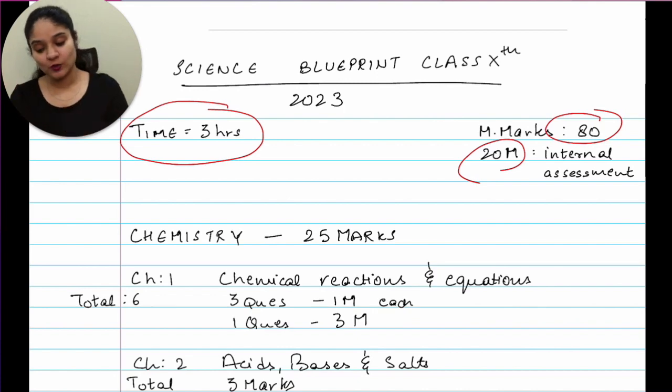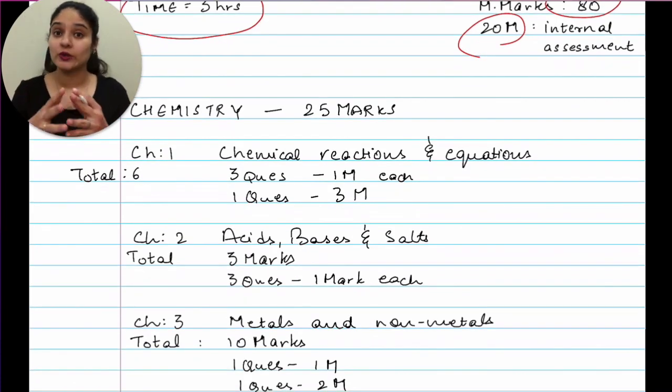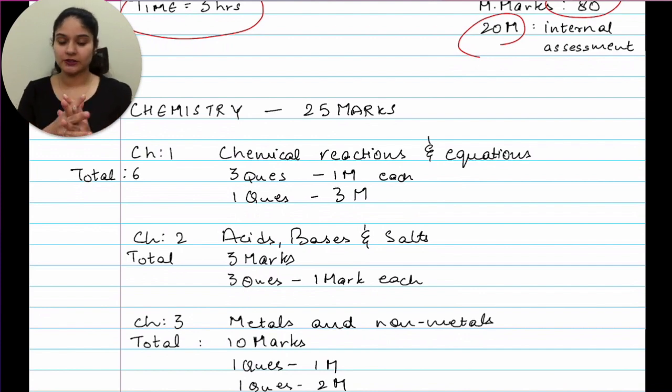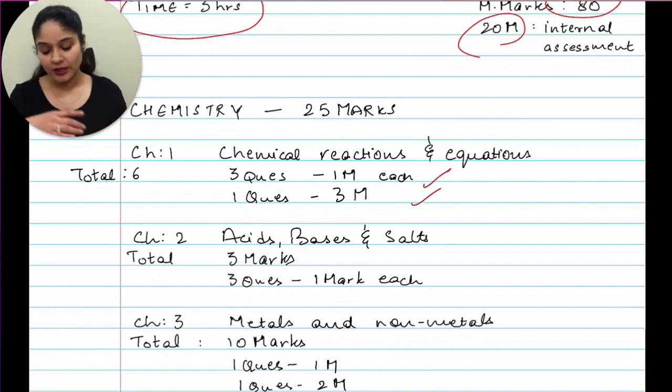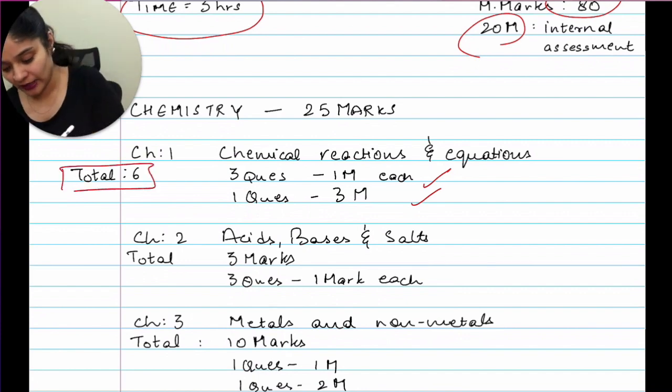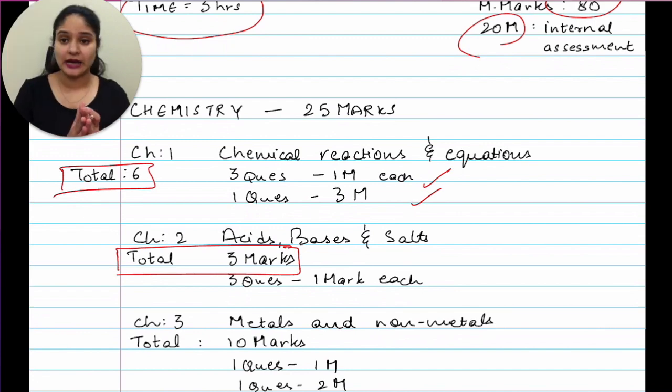So the first one is your chemistry. You're going to get 25 marks from chemistry. The first chapter is chemical reactions and equations. The total we are expecting is 6 marks, 3 questions of 1 mark each and 1 question of 3 marks. The second chapter that we have is acids, bases and salts, for a total of about 3 marks.